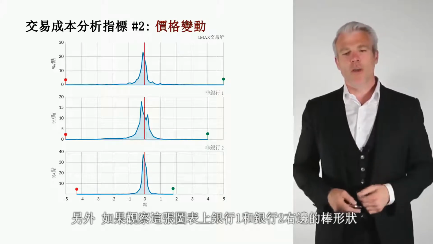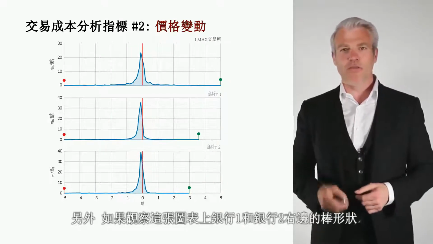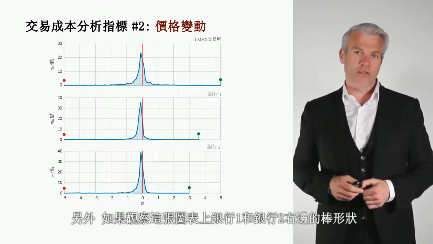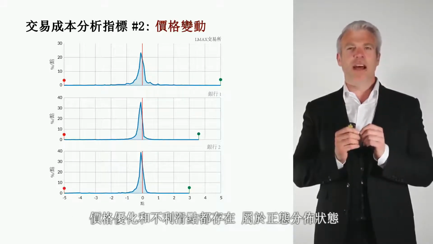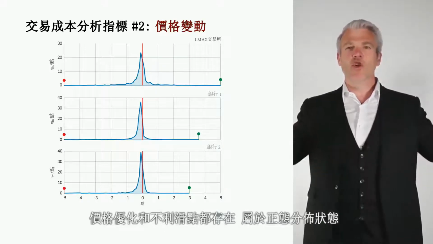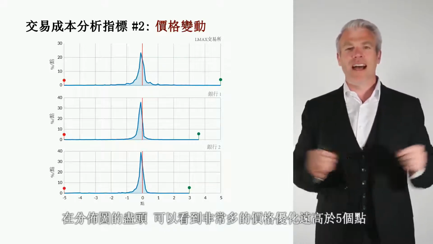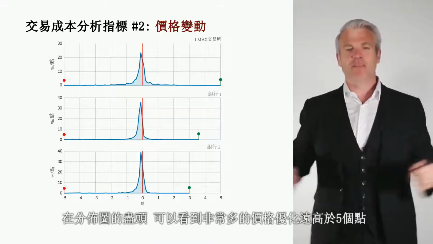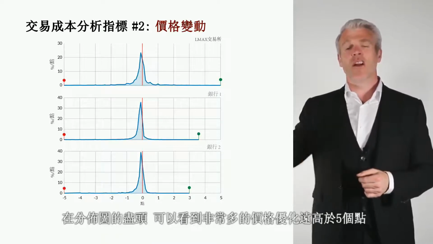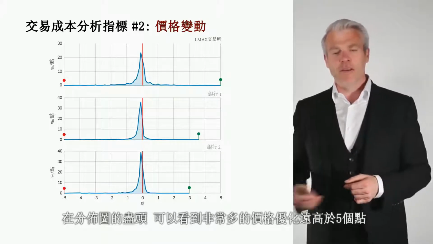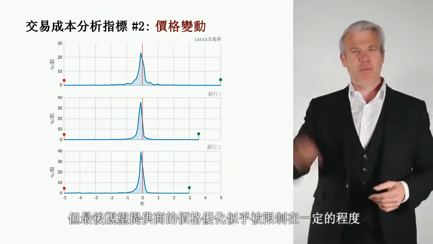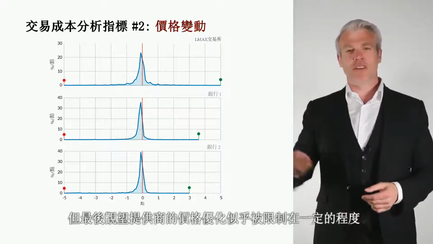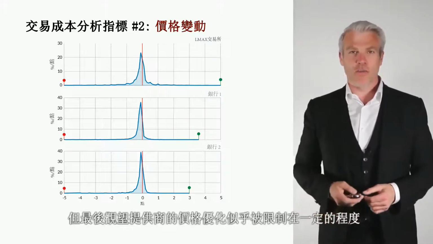Also, if you look at where the lollipop ends on these graphs for Bank 1 and Bank 2 on the slide in front of you, with LMAX exchange, price improvement and slippage goes all the way out. It's normally distributed. So at the end of the spectrum, you can see quite a lot of price improvement, well above 5 ticks, and quite a lot of slippage well below 5 ticks. But price improvement is seen to be halted at a certain level with the last look providers.